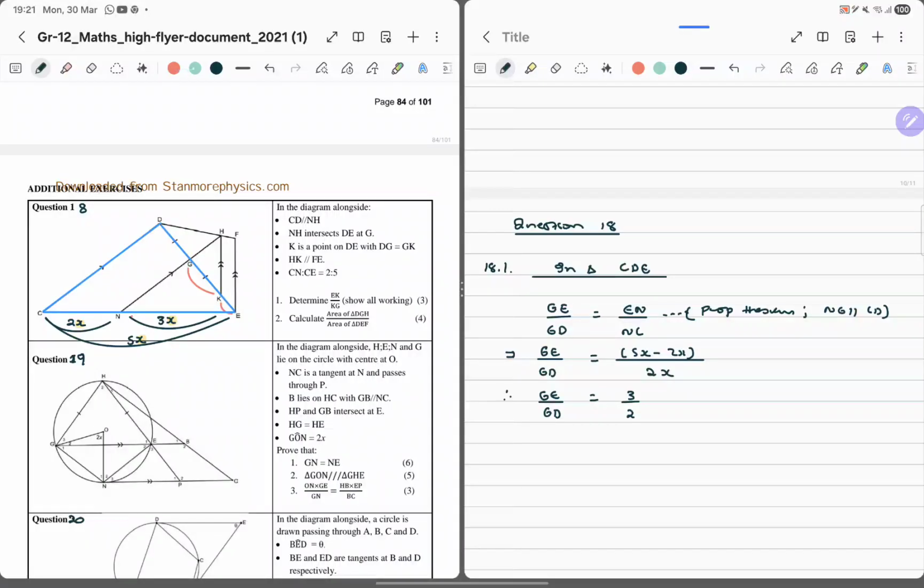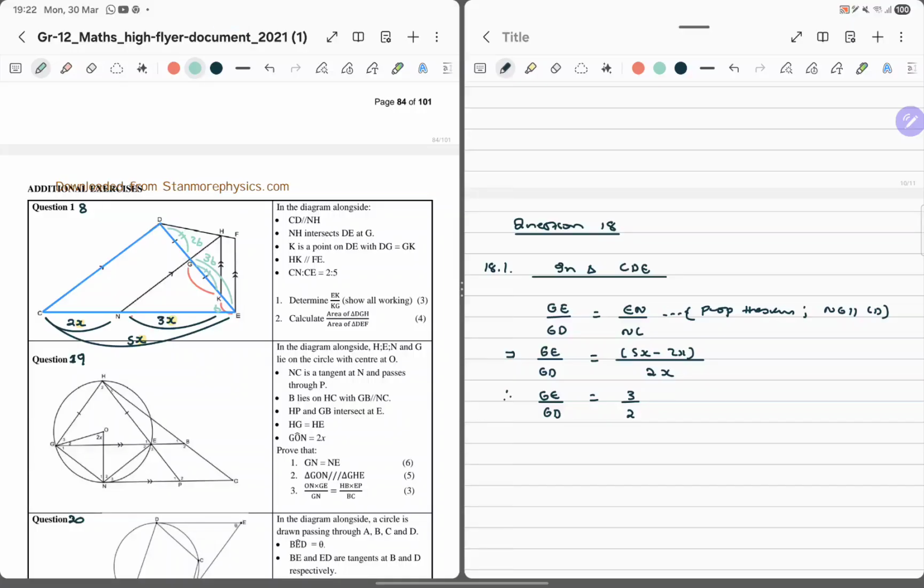So this means, guys, what we have here is 3b, GE, and then this one is going to be 2b, because remember, this is a ratio. Now I'm thinking, if we already have 2b here also, then the remaining part is just going to be b.